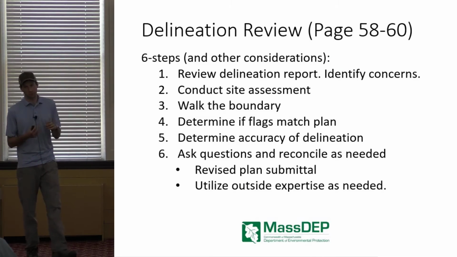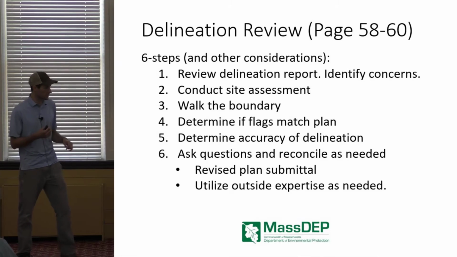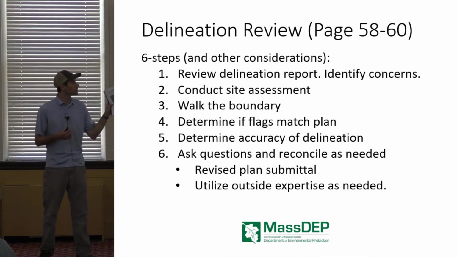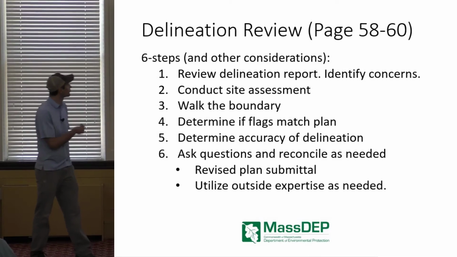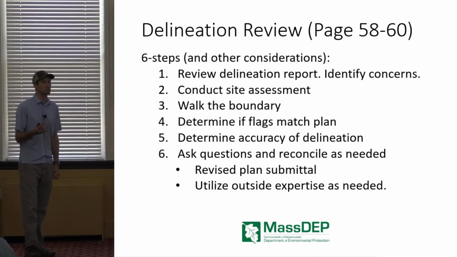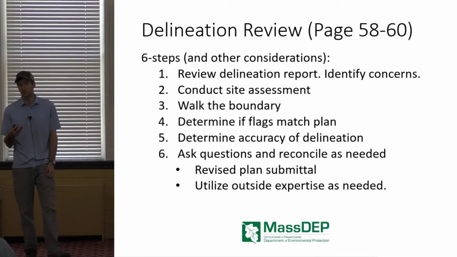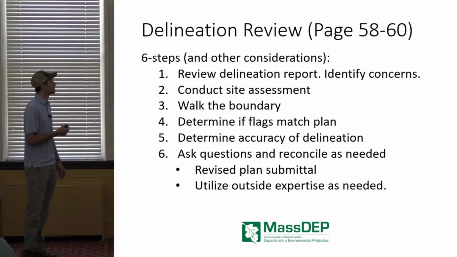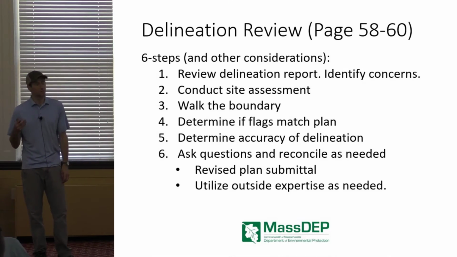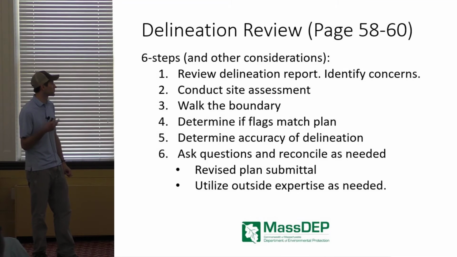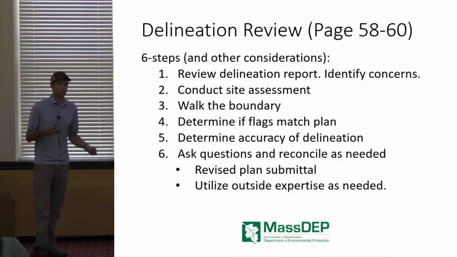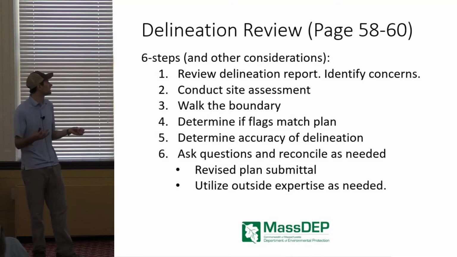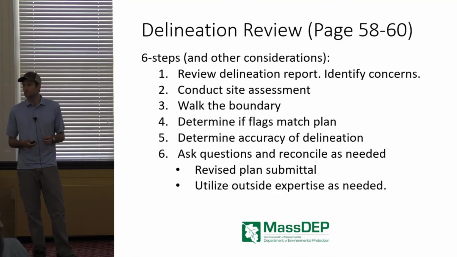We'll talk about delineation review. Pages 58 through 60 are the handbook pages that are referenced here. So review the delineation report, identify concerns. That's that desktop assessment that I just went over. There's several different tools that you can use for that. Conduct a site assessment, walk the boundary, right? If you feel uncomfortable with something, ask for more information. Try to reconcile that. If they need to revise the plan, ask them to revise the plan. And you can always use a peer review as well, or reach out to our region.